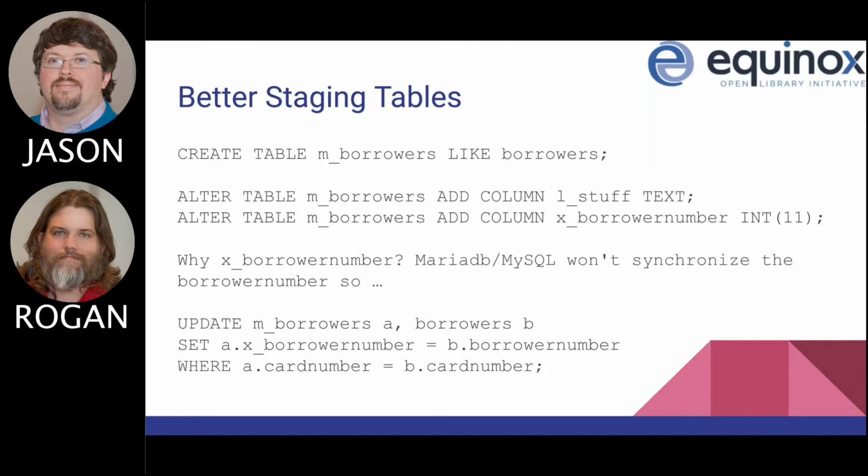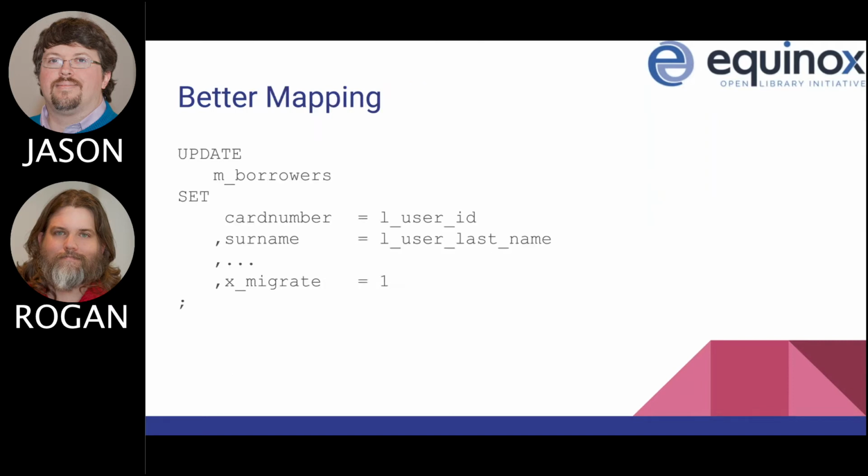So now we're going to talk about better mapping a little bit. Jason? Yeah, so this shows another convention that we're doing. Rogan already mentioned that we leave the legacy columns pure. And this is where you can do this all in one update. You can break it up into multiple updates. The point is you can iterate how you want to, but this is where you try out your mappings. In this case, hard-coded mappings.